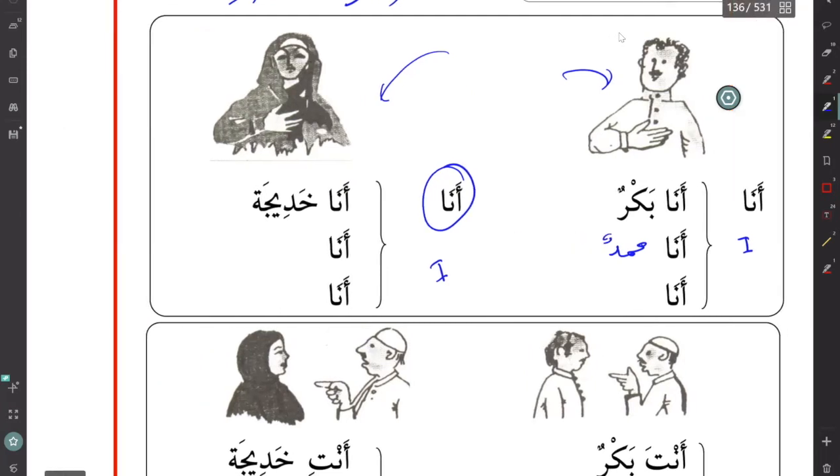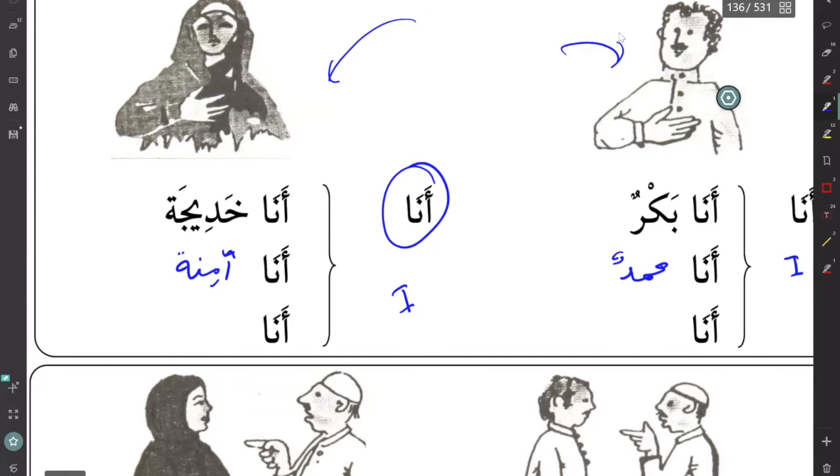Likewise, you can say ana Khadija, I am Khadija, which is the name of a female person. You can say ana Amina, I am Amina. This is a female name, right? Or ana Aisha. So you will be using the same pronoun. There's an issue here about the ending with feminine names, inshallah, something that we will study later.